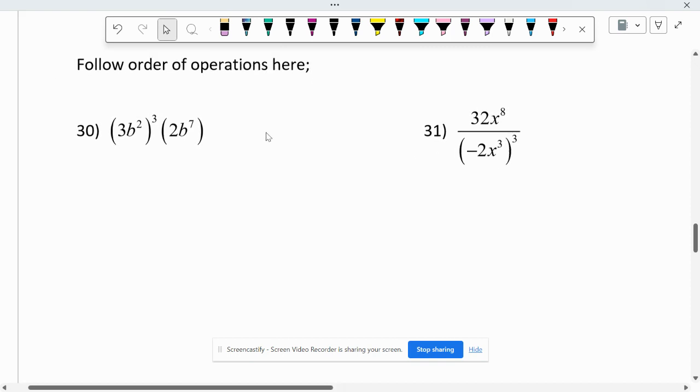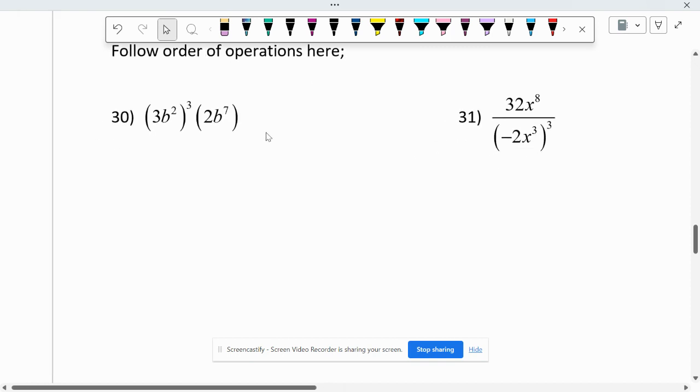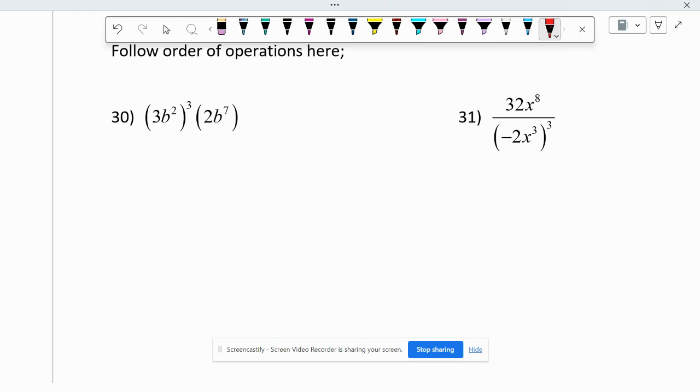Multiple operations. So for example, number 30, what do we have to do first? I have to distribute the power. Distribute that exponent. So that becomes 3 to the 1 times 3, which is 3. B to the 2 times 3, which is 6, times 2b to the 7th. So I'm going to have to multiply those coefficients. I'm going to have to multiply my 3 cubed times 2. I can put that right in my calculator.